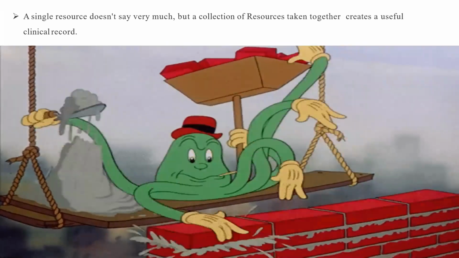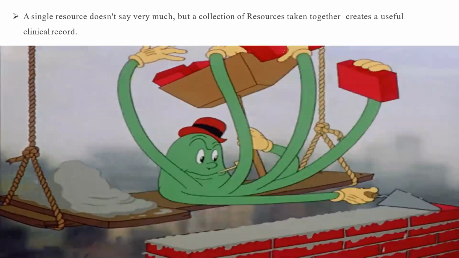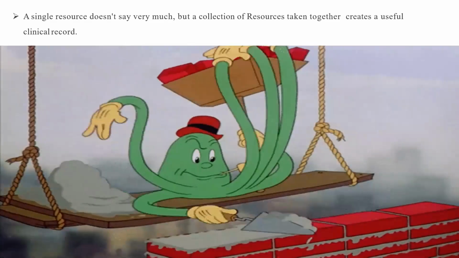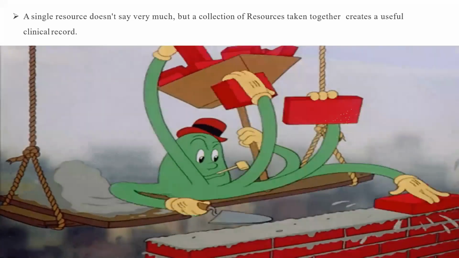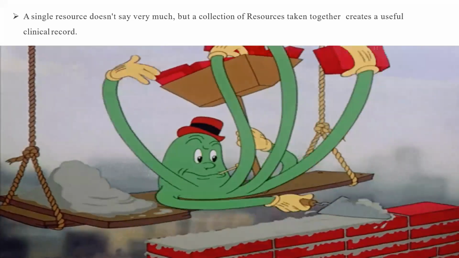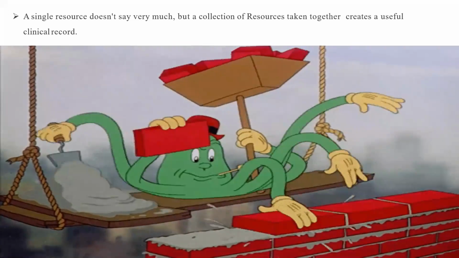right? When you combine all the forms together, that is when it will form meaningful information. Okay, so in a nutshell, one resource might not give you a lot of information, but when you combine multiple resources together, it will form one meaningful data set.